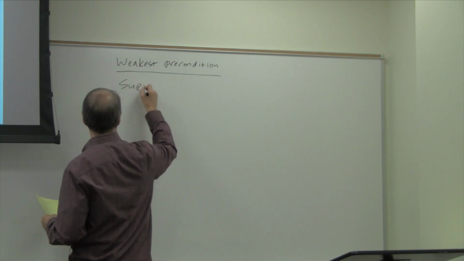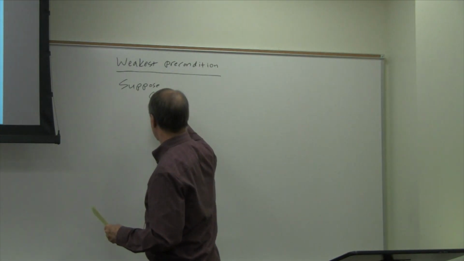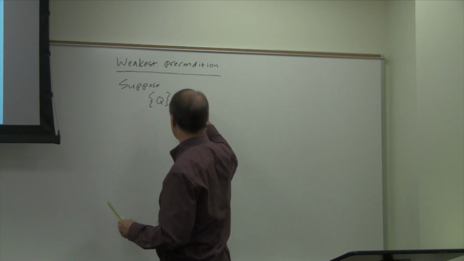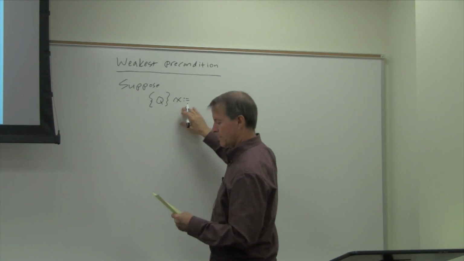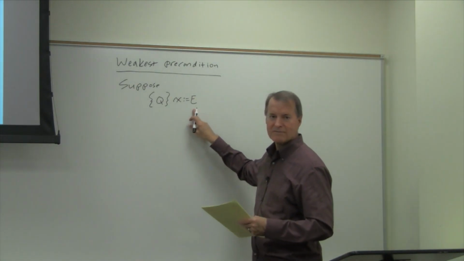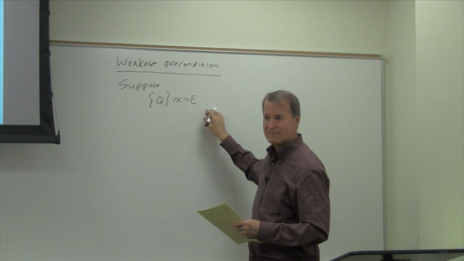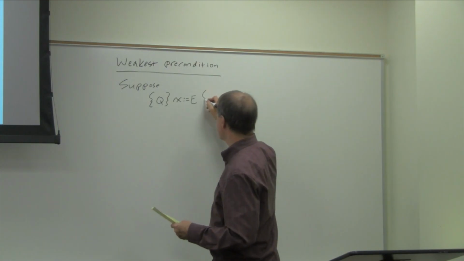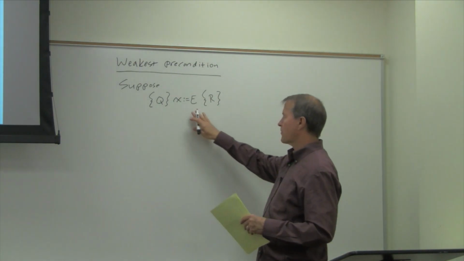Suppose we have this Hoare triple: Q, then X. Now let's do this example with an assignment statement. We'll illustrate the weakest precondition with an assignment statement. So Q, X gets E. Now this is capital E, which means that's some what? Expression. Okay, so it could be some arithmetic expression or something. X could be an integer. And then the postcondition R. Okay? So suppose that we have this Hoare triple.